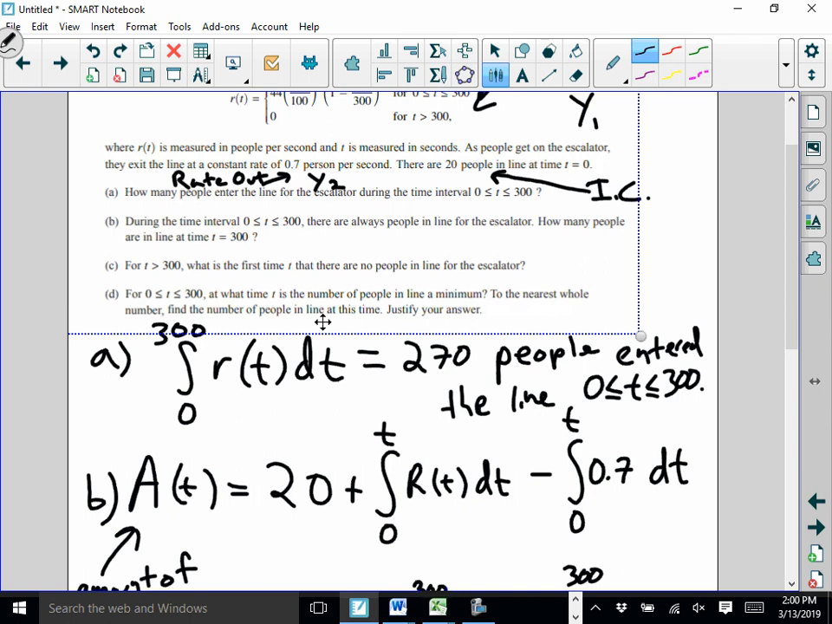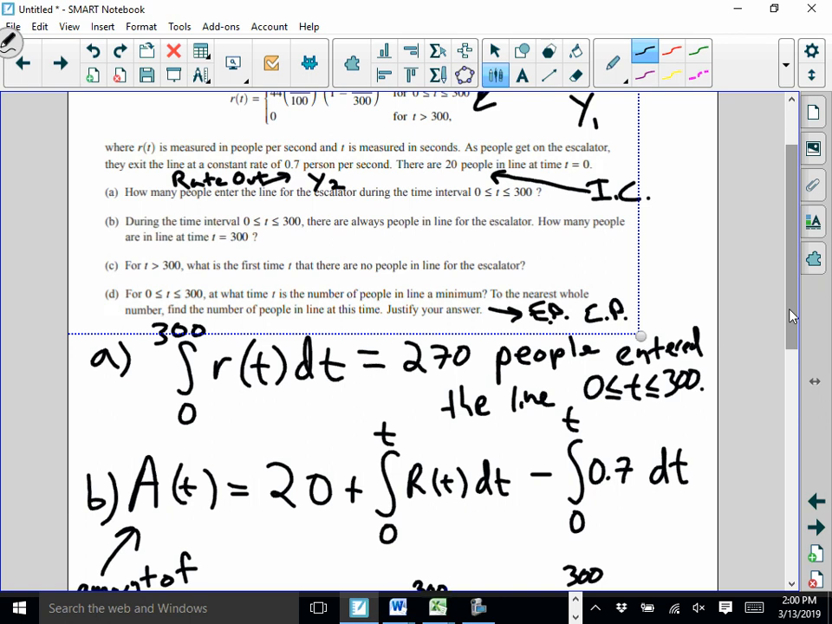Justify your answer. Okay, so to find an absolute min or an absolute max, we need to test the endpoints and we need to test the critical points. That's the most important thing that we need to know here. That's from the extreme value theorem. Absolute maxes and absolute mins must occur at endpoints or critical points. But we already know the endpoints.